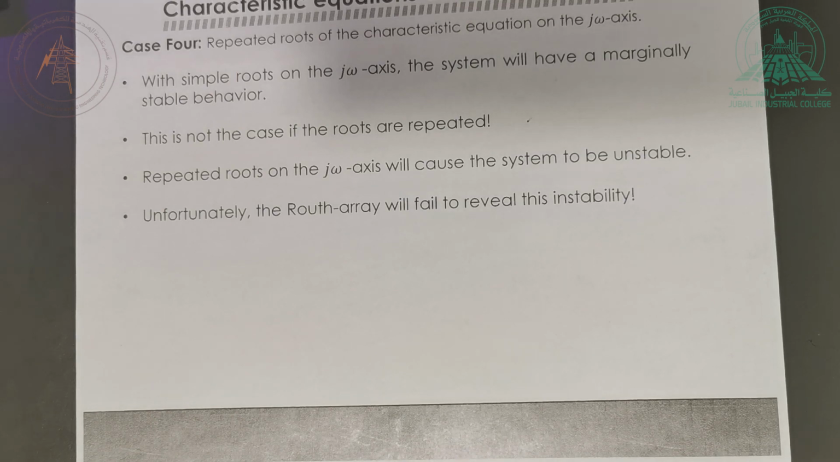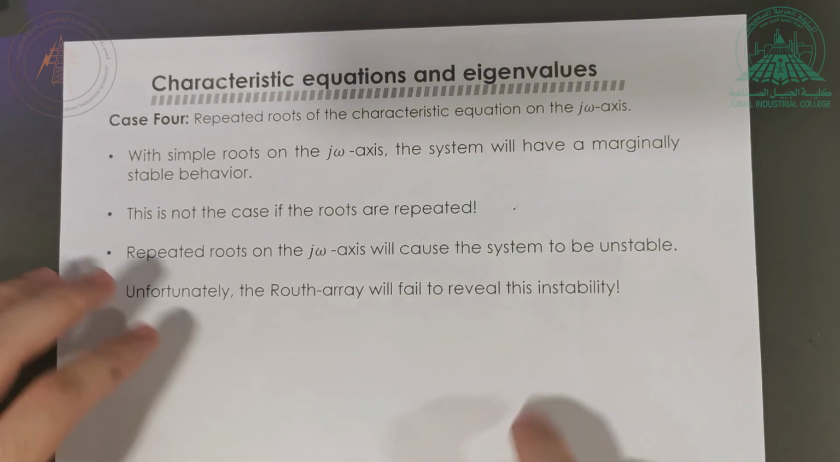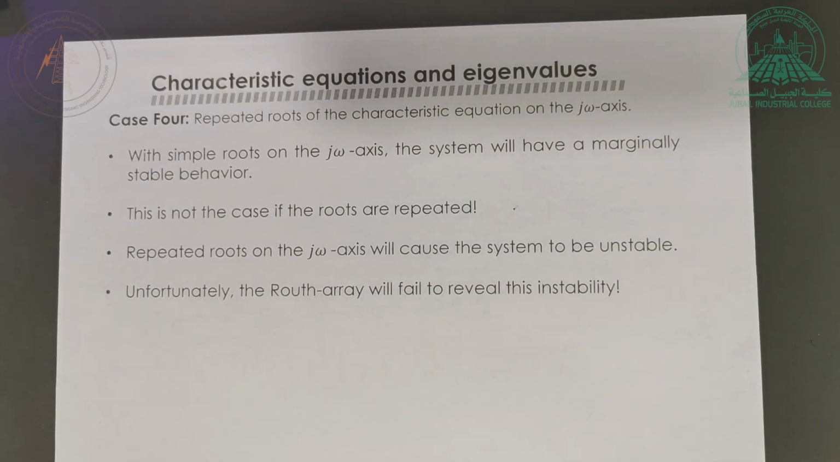In the case that the poles are repeated on the j omega axis, this technique is not going to be able to reveal it. Otherwise, it will be able to tell you.